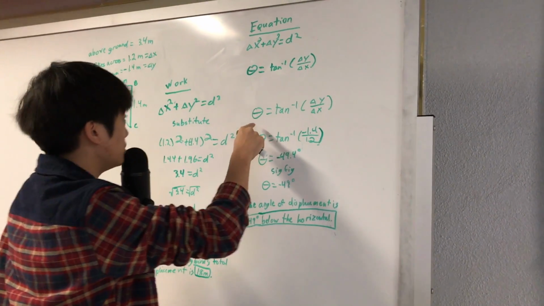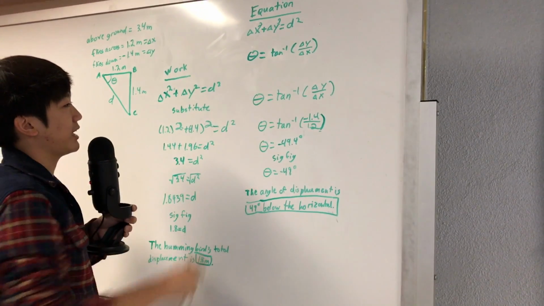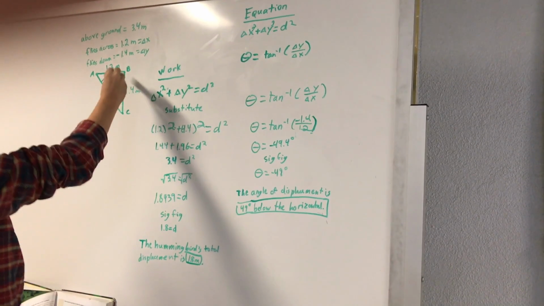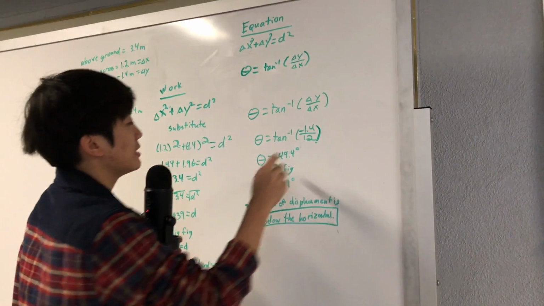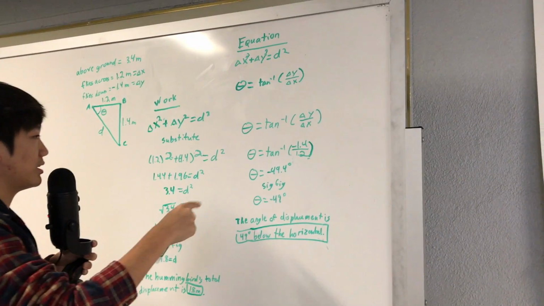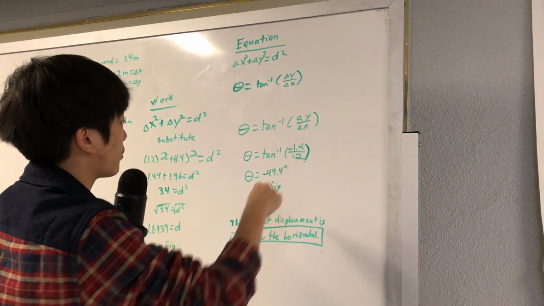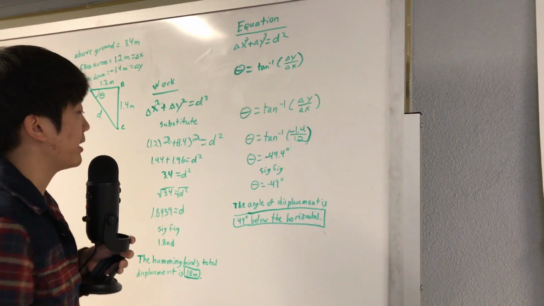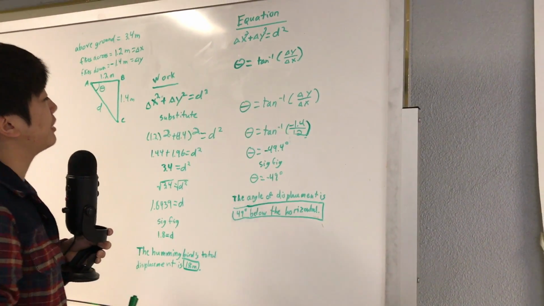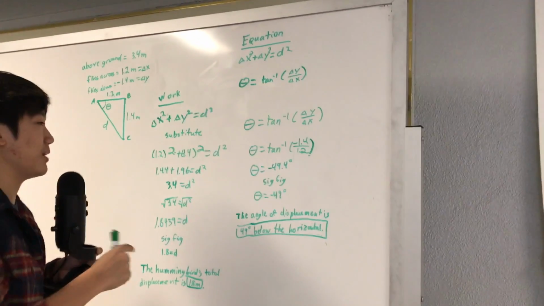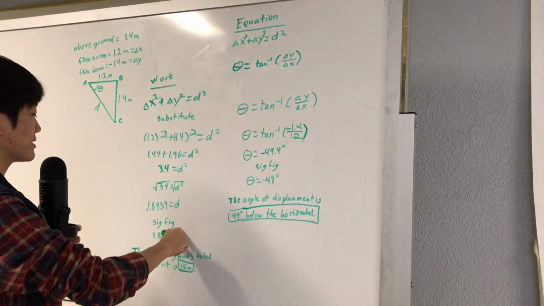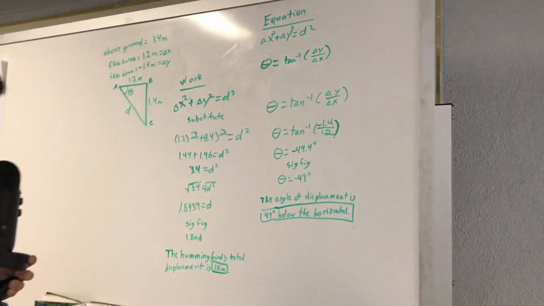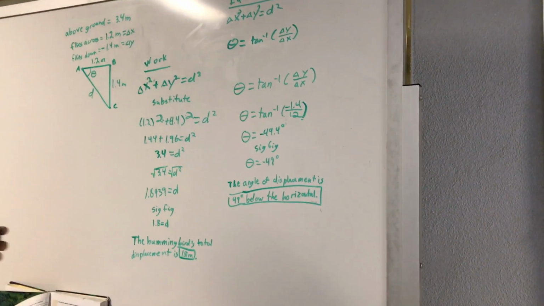In order to do that, you need to use this equation: theta equals inverse tangent of delta y over delta x. Then we use some substitution, again, like this, and you get theta equals inverse tangent of negative 1.4 over 1.2. You plug this all into your calculator and eventually get negative 49.4 degrees. Then you have to use sig figs like we did here, and you get negative 49 degrees. So therefore, the angle of displacement is 49 degrees below the horizontal.